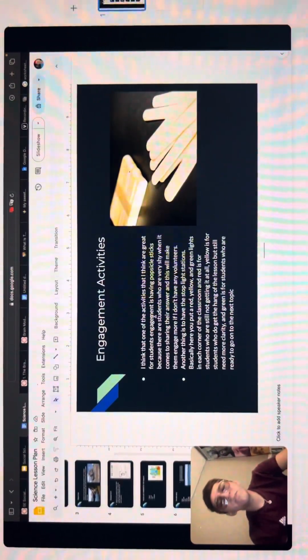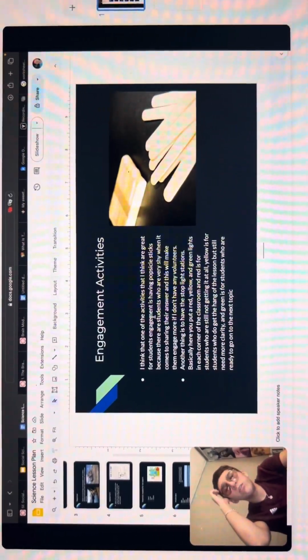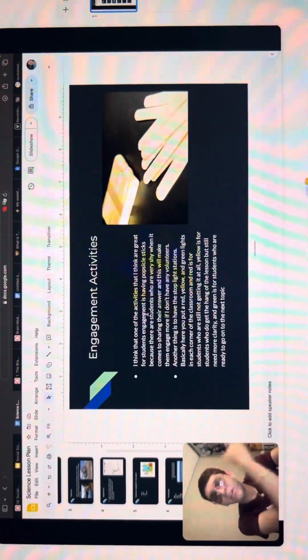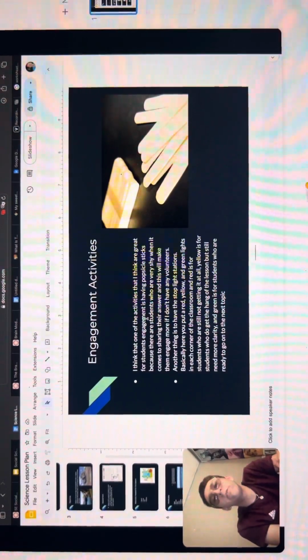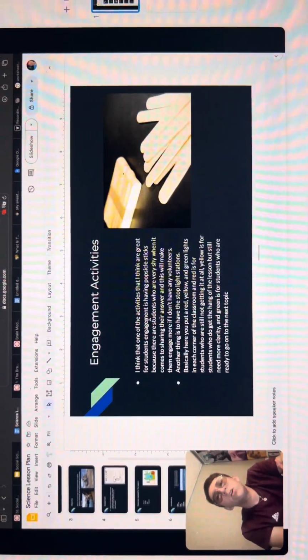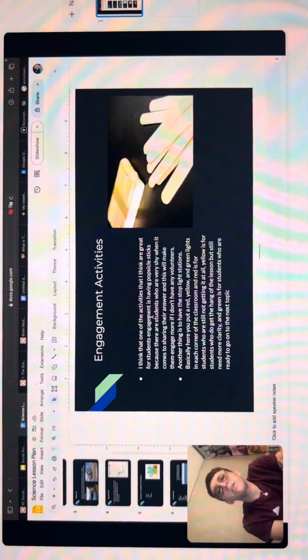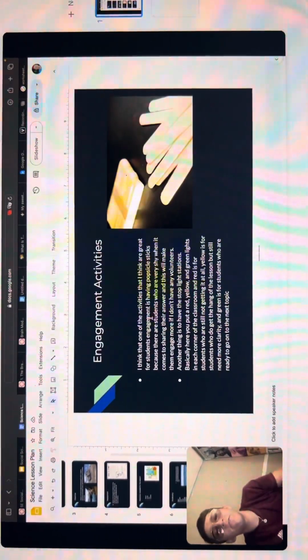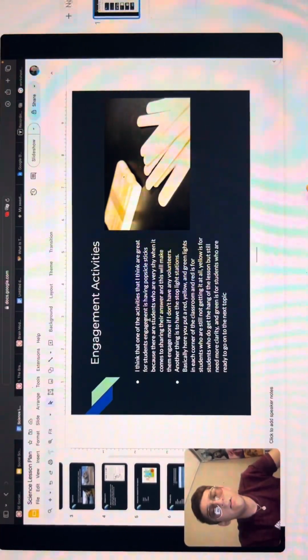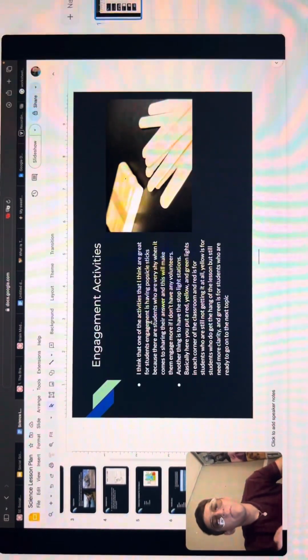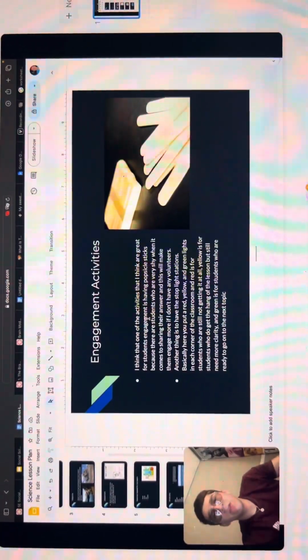So for the engagement activities, one of them is popsicle sticks with their names on them, because I know that most students are really shy about sharing their answer in front of the classroom. So this will help students engage if you don't have any volunteers.